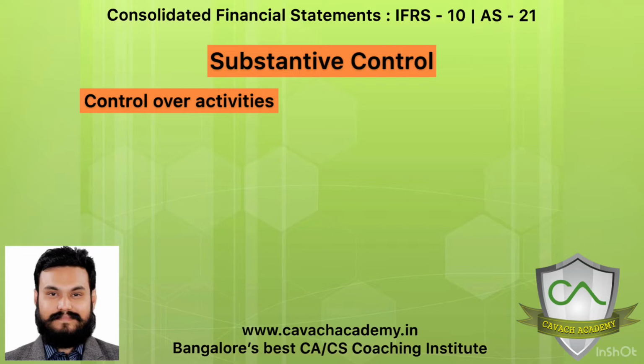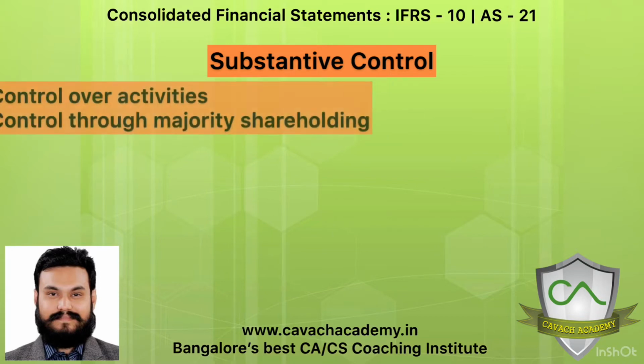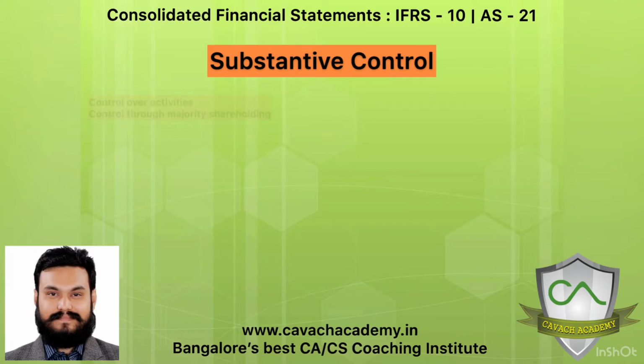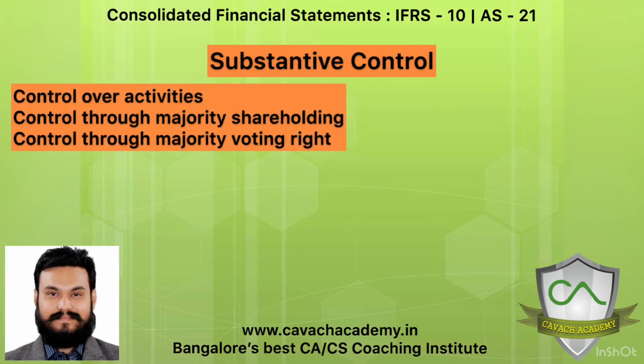Another example could be, I'll tell you multiple ways this kind of power can be exercised. Majority shareholding, which means more than 50%. If P company has shares in S company, automatically now there is substantive control. Similarly, we do not have more than 50% shares, but we have more than 50% voting rights. P Limited has in S Limited. Again, you can control them. This is again an example of a substantive control.